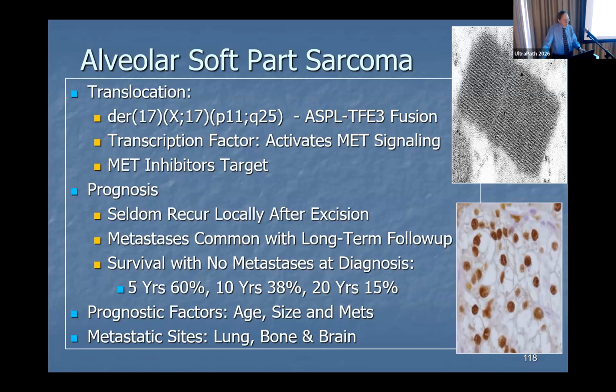So with this, you can use MET inhibitors as a target as well, because it activates the transcription factor for this. So typically, locally, they don't necessarily recur if you have an adequate excision overall. It's difficult to get an adequate excision. Metastases do occur with long-term follow-up, and you see the survival with no metastatic disease at diagnosis. Over time, actually, they do develop metastatic disease oftentimes, and overall, the long-term survival is not very good. Prognostic factors: children tend to do better than adults, and the metastatic sites are as listed here.